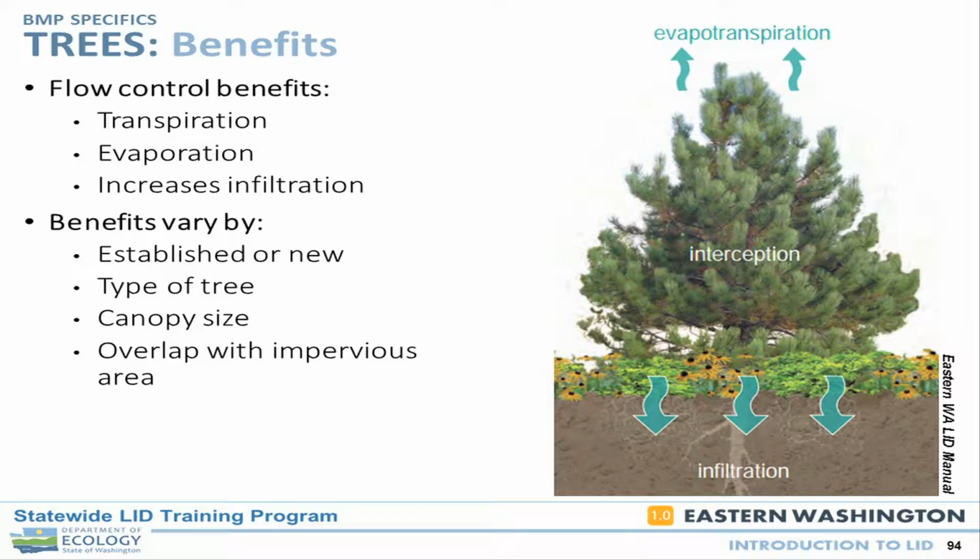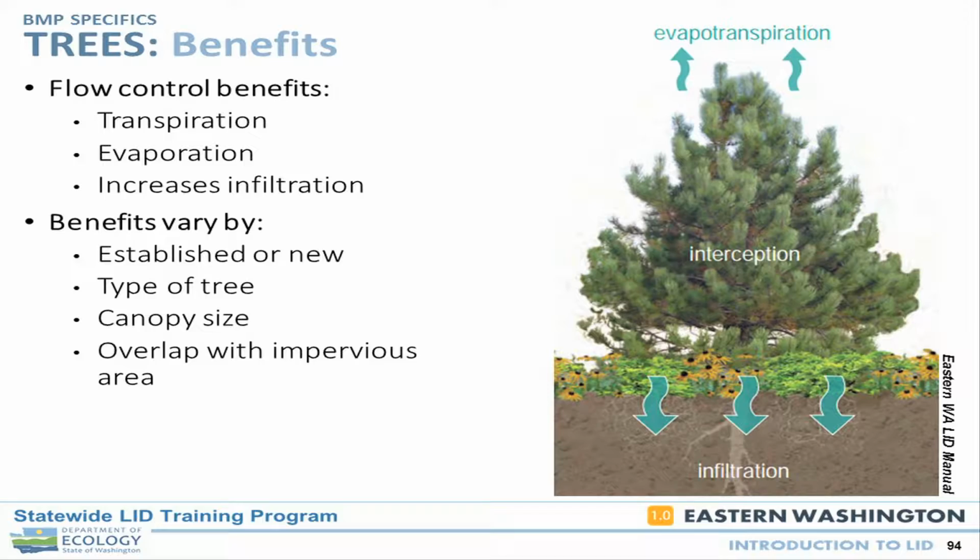So here it just says the flow control benefits: transpiration, evaporation, increasing infiltration. The benefits truly do vary by tree. So is it a well-established tree? Is it a brand new tree? The type of tree, as I mentioned, conifers versus deciduous trees. The canopy size as well as overlap with the impervious area.